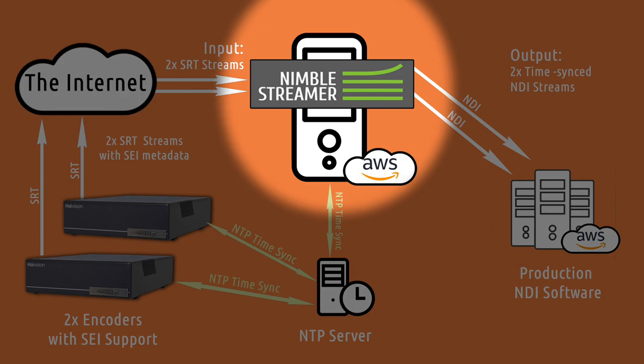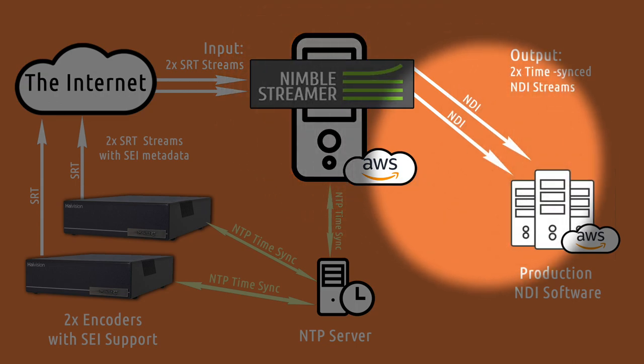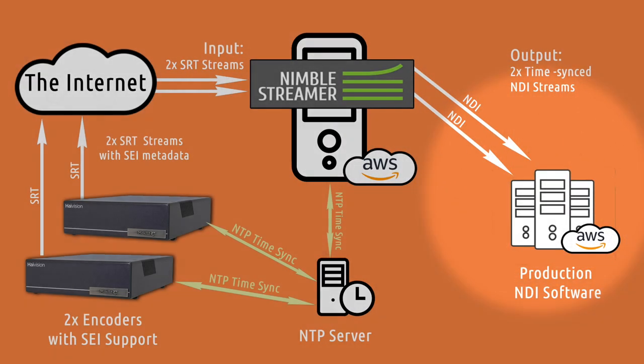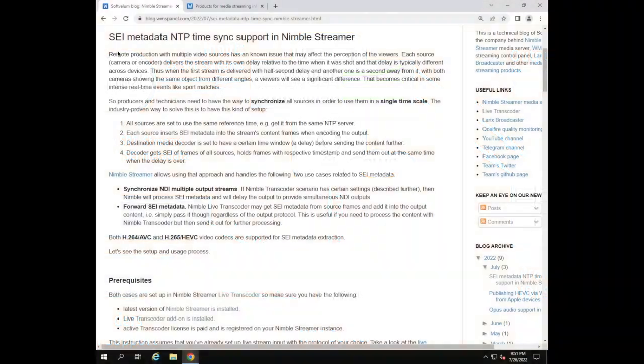Nimble takes streams with SEI timecode metadata. It holds frames with respective timestamp for a predefined delay period of time to make sure all frames with particular time have arrived. Then it sends them out at the same time into NDI output. So Nimble will generate two synchronized output NDI streams, which can be used in production. Let's start with Nimble Streamer instance setup.